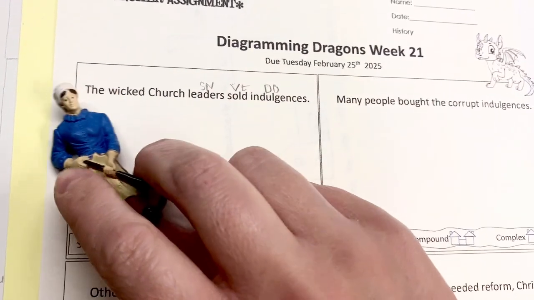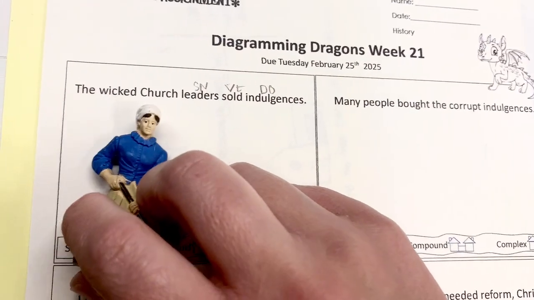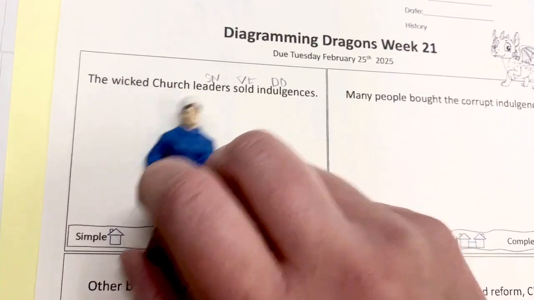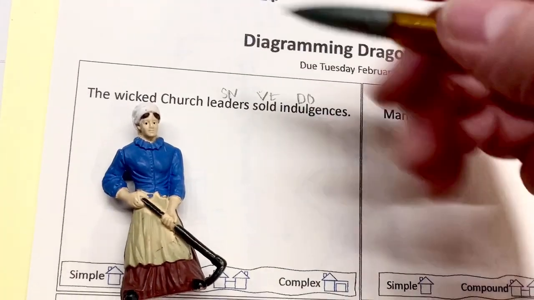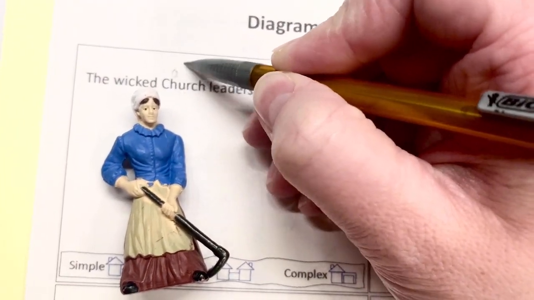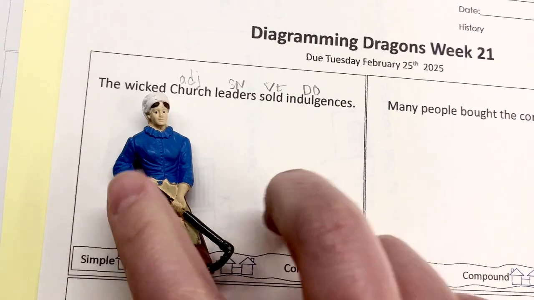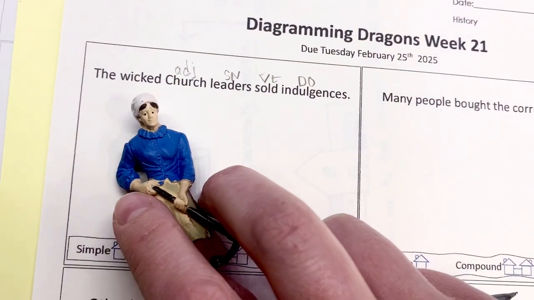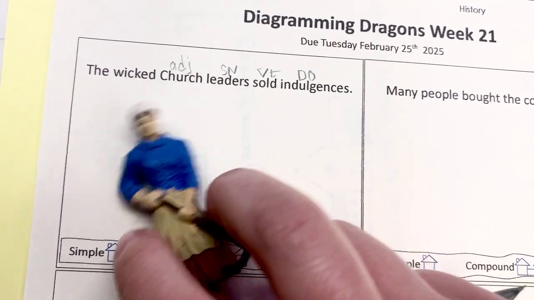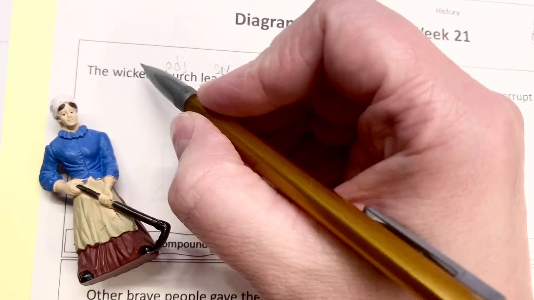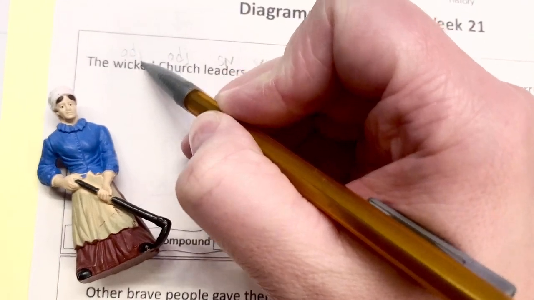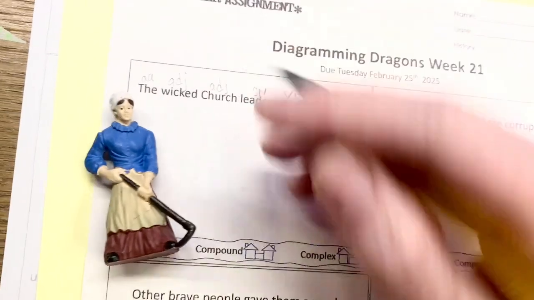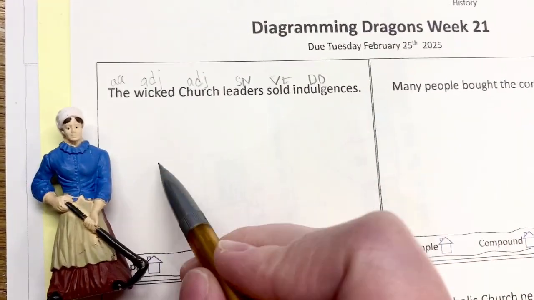Very good. Now, Sally, what is church? Well, it's describing what kind of leaders, and leaders is a noun. And it's describing a noun, so it must be an adjective. That's exactly right. Very good, Sally. That's pretty good for a Renaissance education. What kind of leaders? Wicked. Adjective. Very good. And then what's the article adjective? Very good. Let's diagram this baby.